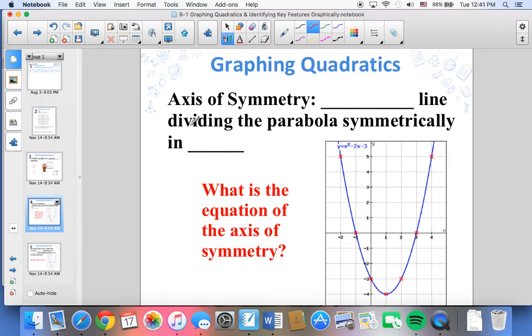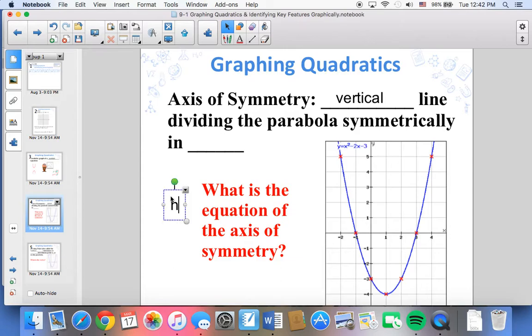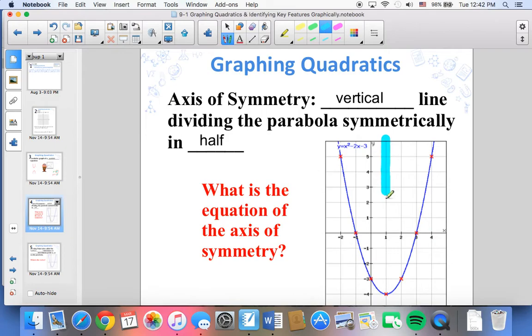The axis of symmetry is the vertical line that divides the parabola symmetrically in half. So it's a vertical line that cuts the parabola in half. I'll highlight this axis of symmetry for this parabola. So here it is. This line that I'm drawing cuts this parabola in half. And in this example, the equation of the axis of symmetry is x equals 1. It's always going to be an x equals line because it's always going to be a vertical line. In this case, it's x equals 1.